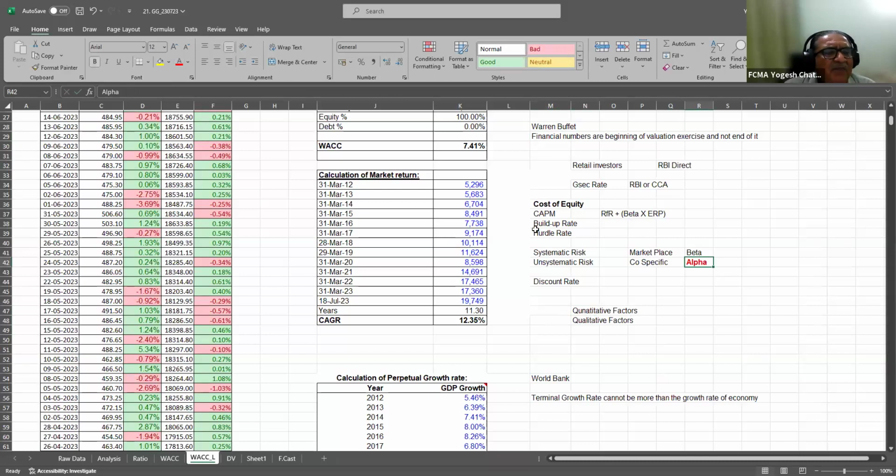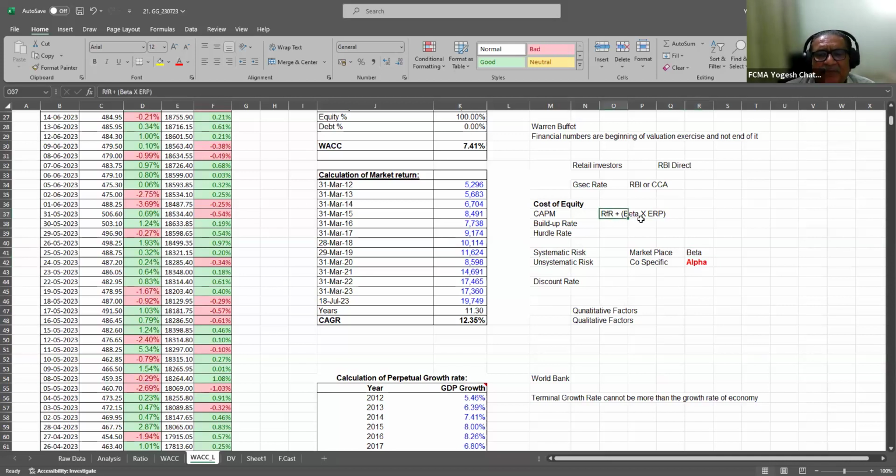Maybe two companies are doing the same type of business, but which company will survive will solely depend on the skill set of the management or the skill set of the members of the board of directors of that company. You will appreciate that. So it is very important to consider the company specific factors also in the valuation. So beta and alpha are very important.